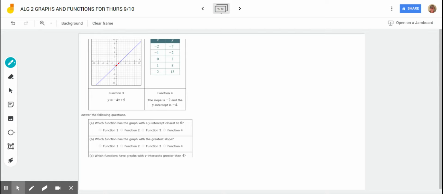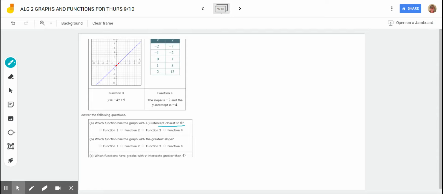All right, this is about understanding functions and reading them in the different ways. So here you have a graph. Here you have a table. Here you have an equation. And here you have a description. So they're giving you 4 different ways that this can happen or be given to you. Okay? And now they're asking you to understand all of them. And it says, which function has the graph with the y-intercept closest to 0?